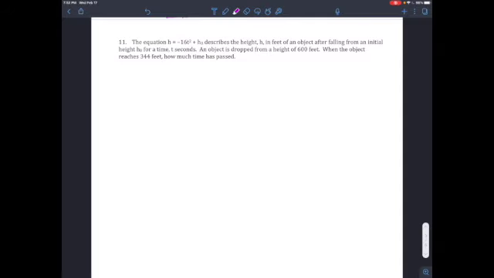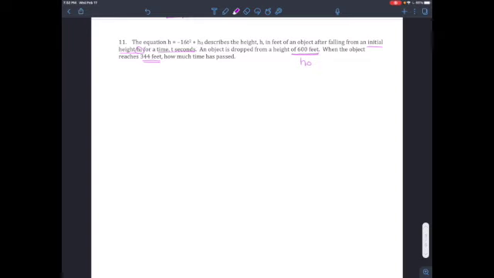Number 11 says the equation h equals negative 16t squared plus h sub 0. That's called h sub 0, and it describes the height h in feet of an object after falling from the initial height h sub 0. In that case, that means the height before the ball starts moving, and t is for time, which is seconds. An object is dropped from the initial height, here. This is my h sub 0. When the object reaches 344 feet, how much time has elapsed?